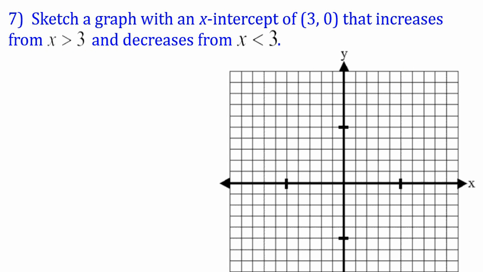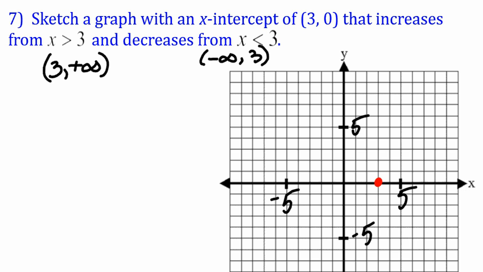Here's another scenario. We want to sketch a graph with an x-intercept of (3, 0) that increases on the interval x is greater than 3 and decreases on the interval x is less than 3. So let's think about what that means. We have these two intervals in inequality notation. You could write them in interval notation, right? Thinking about when x is greater than 3, all the values greater than 3, and where x is less than 3, decreasing. And it has to have an x-intercept of 3.